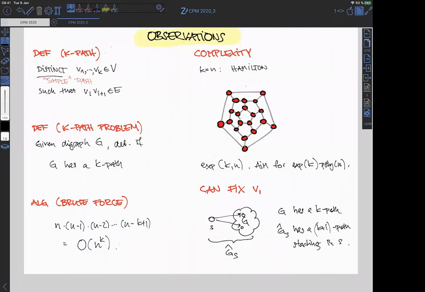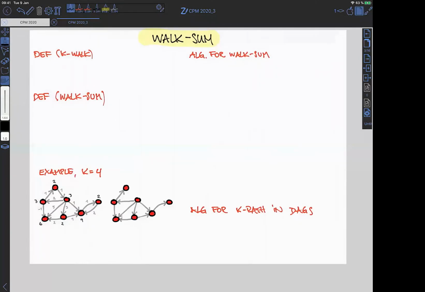Awesome. Okay. So another thing of folklore which I want to introduce for you is the walk sum. For this, I briefly need to define a k-walk. A k-walk is maybe an even easier concept than a k-path. These are just k vertices such that they are consecutive, but they are not necessarily distinct. So I allow repeated vertices.